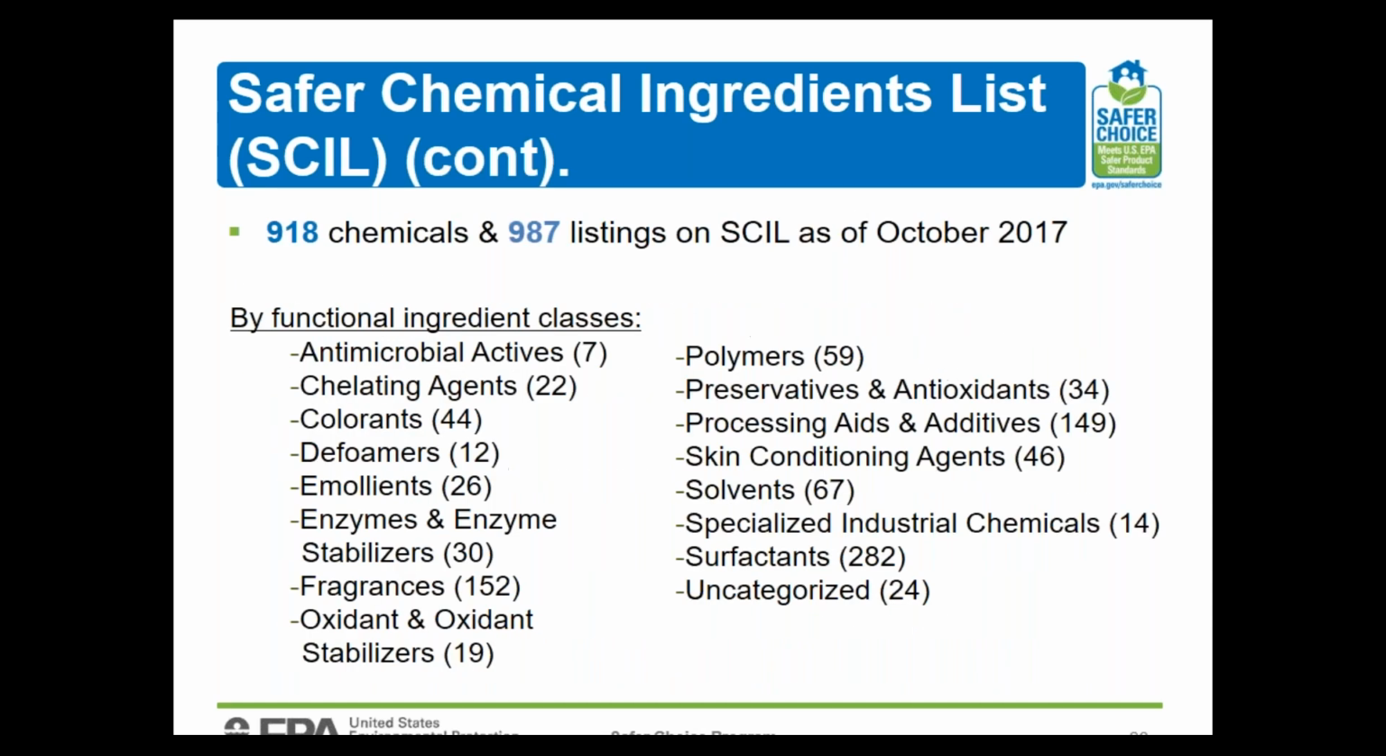So on this list right now, it's about 918 chemicals and 987 listings. Now those numbers don't match up because there are some repeats, such as the example of citric acid, which is both a chelating agent and a pH adjusting additive.